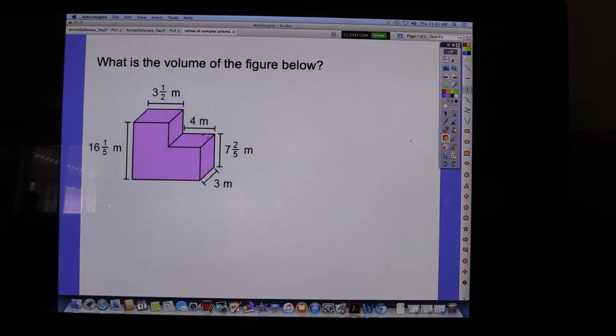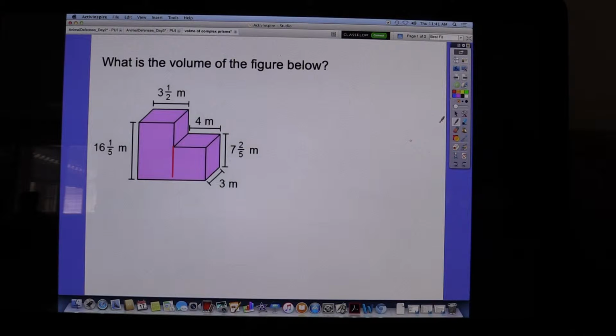So looking at this, I think I'm going to make this be two rectangular prisms, and I'm going to split it this way. The reason I'm doing it that way is because right off the bat I can see some measurements that are going to make it very easy for me to find the volume. Now the formula that we have been using to find the volume is V equals length times width times height. We've also been using some other formulas, but the one that I'm going to be using in this situation is this one. This is the appropriate formula to use.